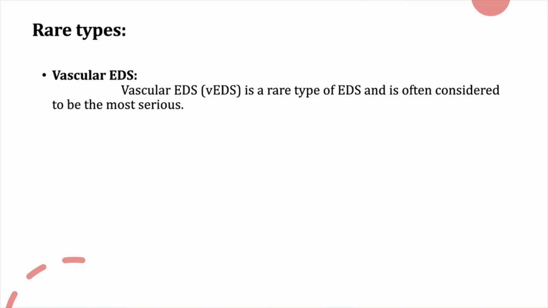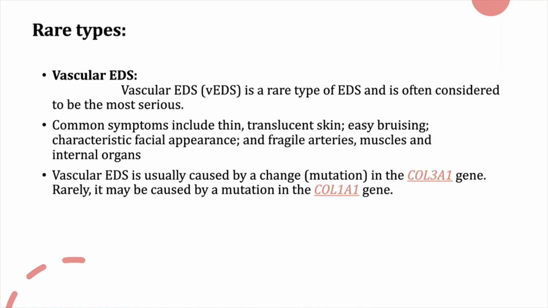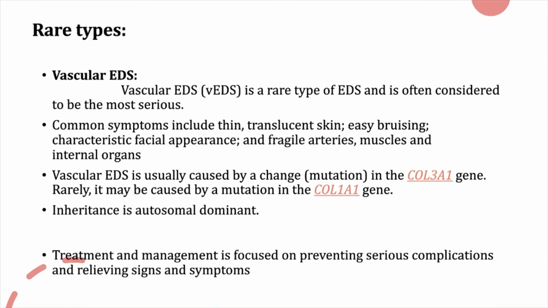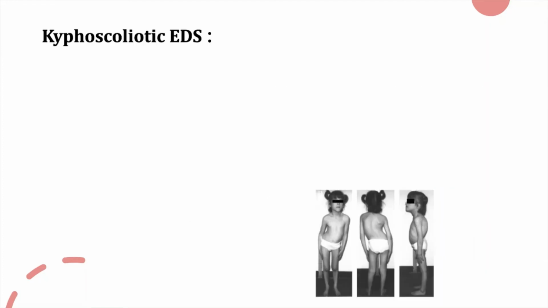Vascular EDS. This is a rare type of EDS, and it is often considered to be the most serious. Common symptoms include thin, translucent skin, easy bruising, characteristic facial appearance, and fragile arteries, muscles, and internal organs. Vascular EDS is caused by mutations in the COL3A1 gene. Rarely, it may be caused by mutation in the COL1A1 gene. Inheritance is autosomal dominant. Treatment and management is focused on preventing serious complications and relieving signs and symptoms.